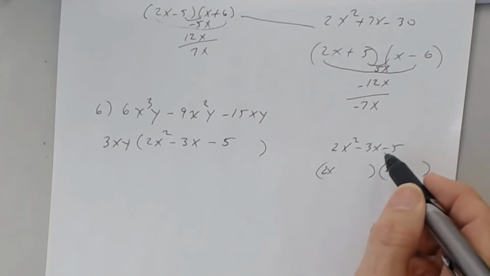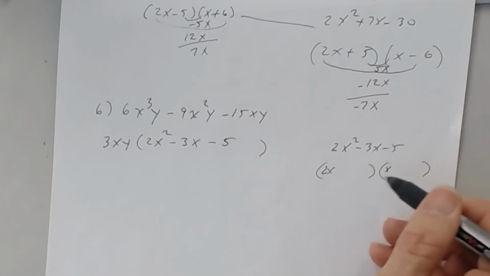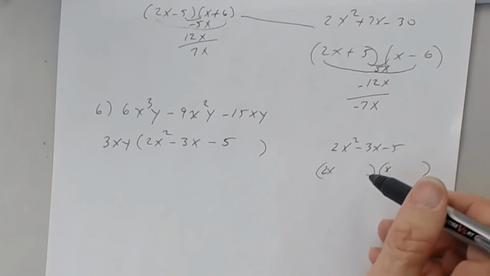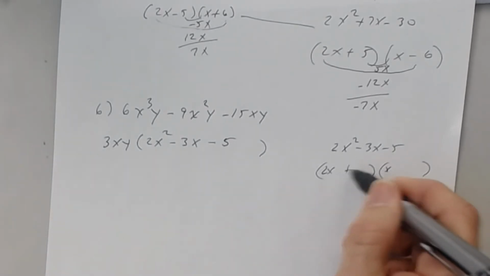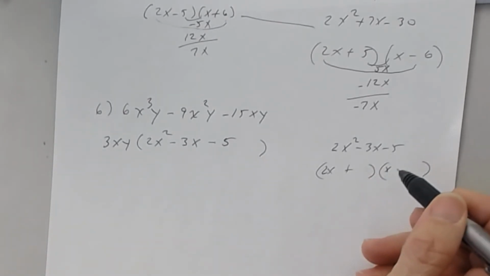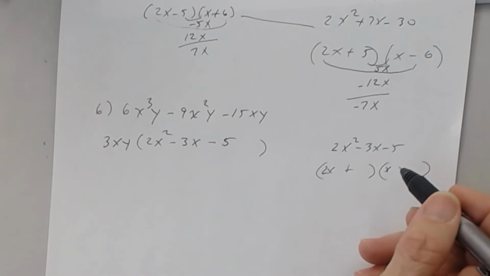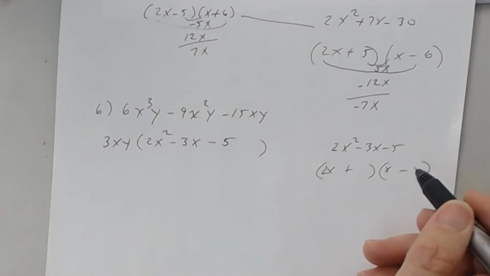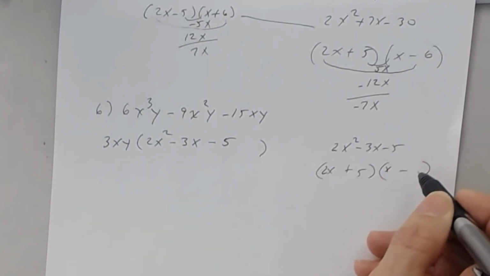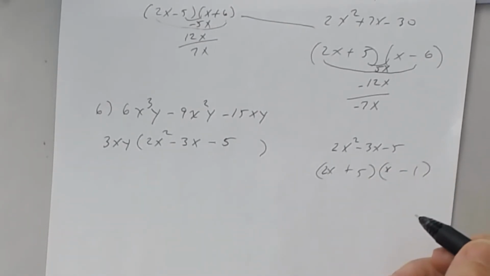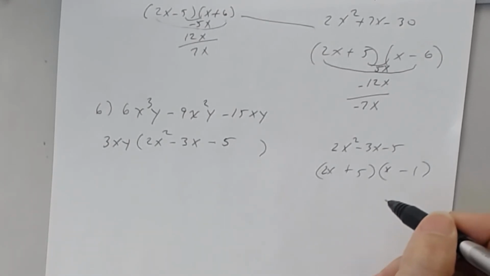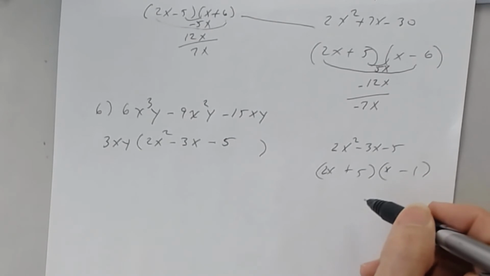All right. Oh, and by the way, the last sign's negative. That means these signs are different. All right, let's put plus minus. If it doesn't work, we'll switch them like we did in one of the previous problems. Remember, trial and error. Let's put the 5 here, the 1 here. Am I done? No, you've got to check the outer and the inner.